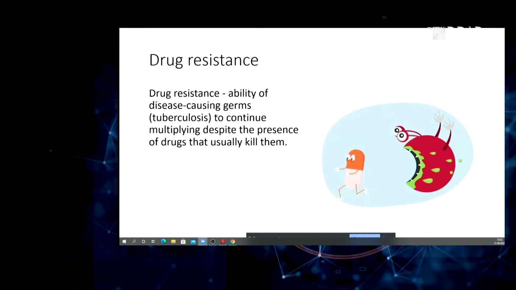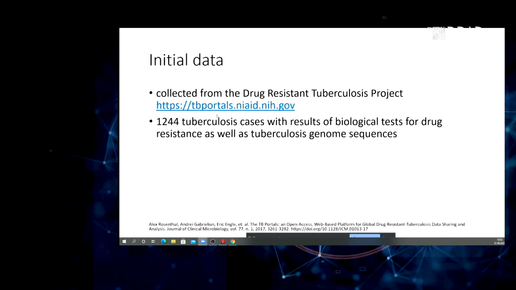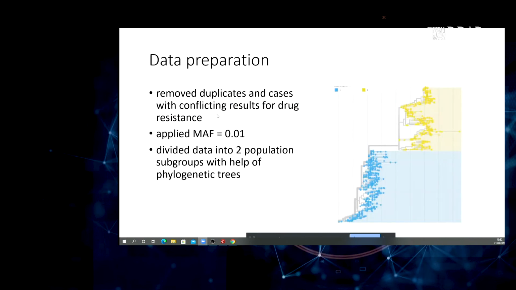Drug resistance is the ability of disease-causing germs, in such cases as tuberculosis, to continue multiplying despite the presence of drugs that usually kill them. In this research, we use data collected from the drug-resistant tuberculosis project. It contains more than 1,000 tuberculosis cases with results of biological tests for drug resistance and genome sequences.